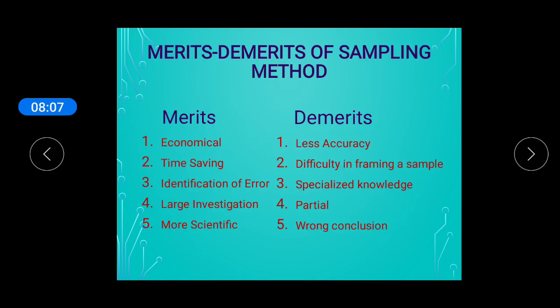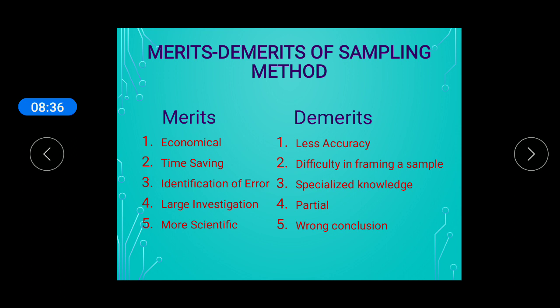Dear students, there are also some merits and demerits of the sampling method. Firstly, we will do the merits of the sampling method, and the first merit is economical. This method is more economical compared to the census method, because in this method the investigator collects the information from some units of the population. That's why this method is more economical.